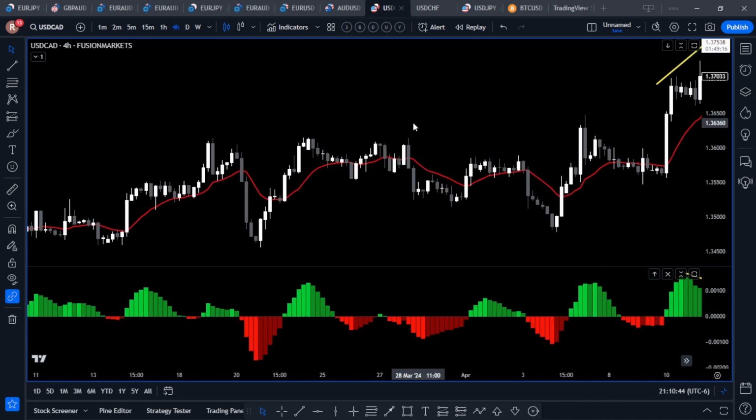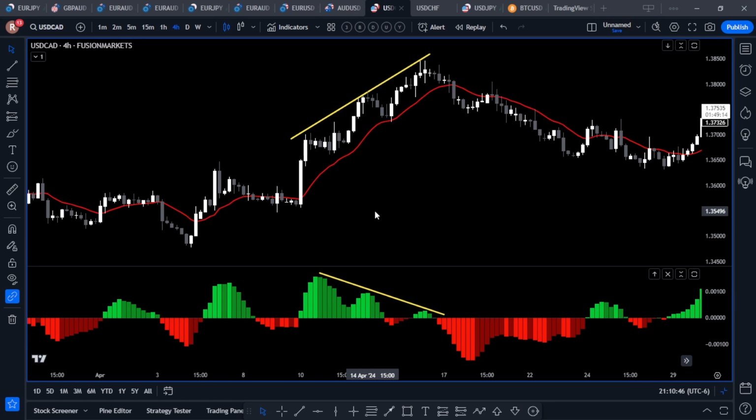All right, so those are the four different kinds of divergences. The regular divergence is the one most commonly used. The hidden divergence is there, and it's a great tool if you can see it. And the other divergences, the exaggerated one and the rolling divergence, are probably something that you'll never use in your trading. But because they are a thing, I wanted to be sure that you are aware of them.